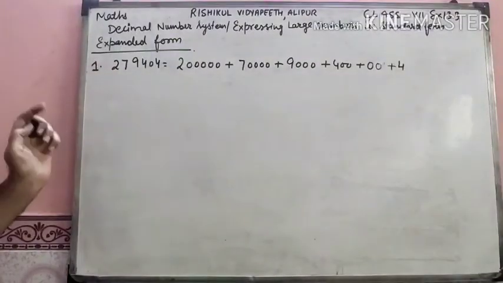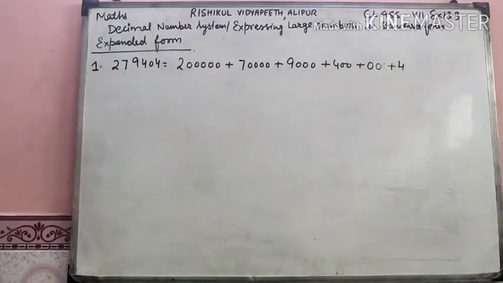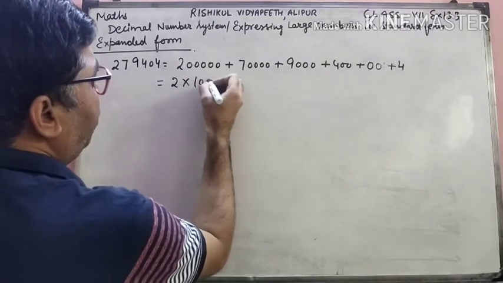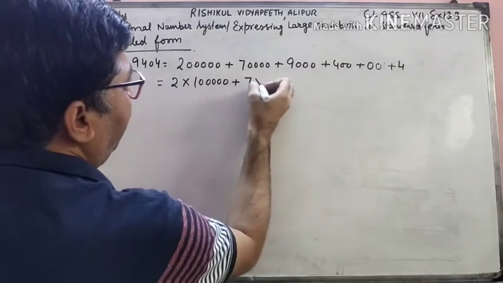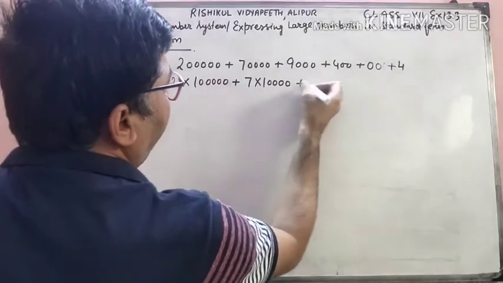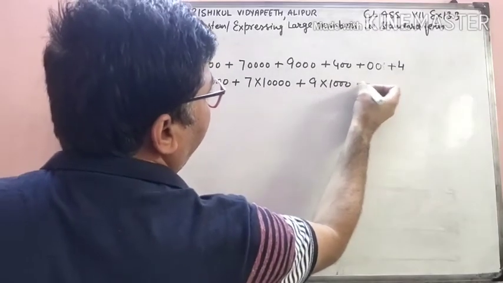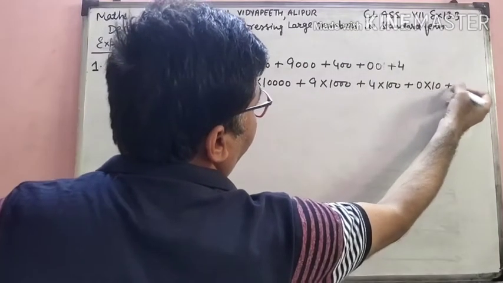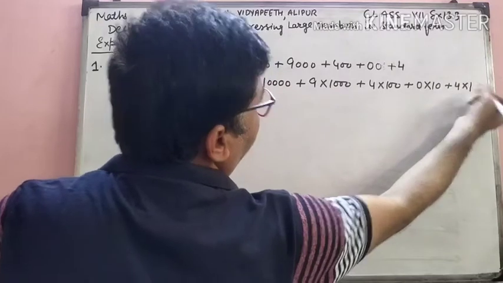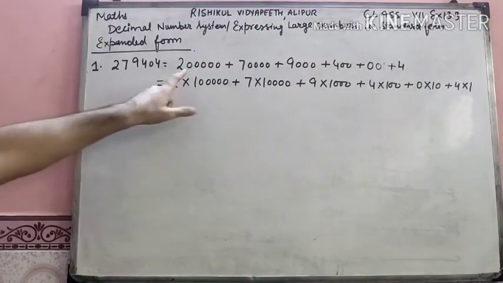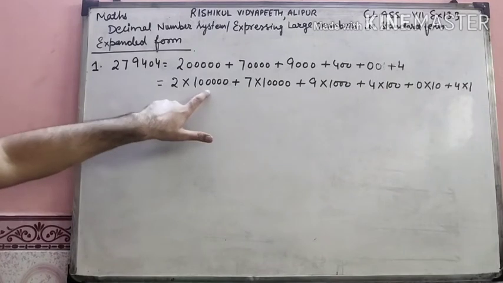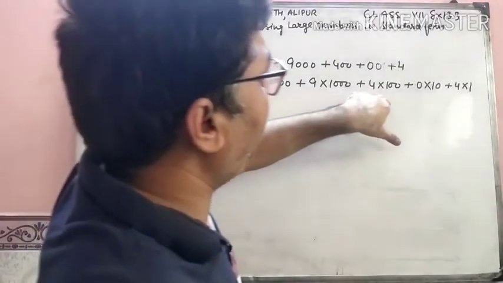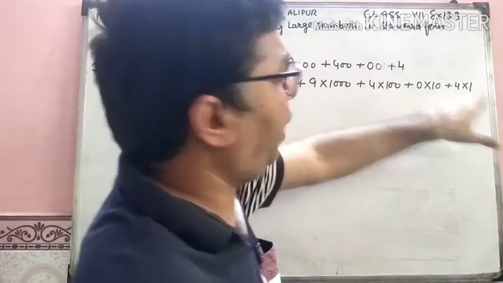Now you have to express it in expanded form. This is expanded, but in this class we have to write it in exponent form. We can write it as 2 into 100000, 7 into 10000, 9 into 1000, 4 into 100, 0 into 10, and 4 into 1. Is that clear? This can be written as 2 into 5 zeros, 7 into 4 zeros, 9 into 3 zeros, 4 into 2 zeros, 0 into 1 zero, and 4.